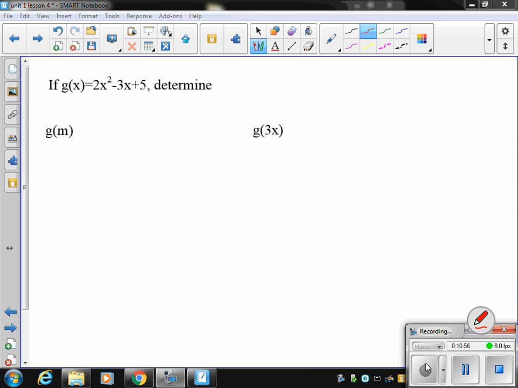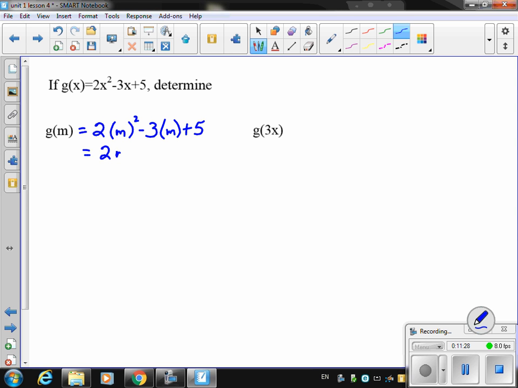Third example, I have a function. I've decided to call it g. And the domain of my function is using the letter x. So g of x is 2x squared minus 3x plus 5. The first example says find g of m. That merely says substitute x equals m in the function g. So I have 2, replacing my x with the letter m for some random reason, and that's what I have. If possible, I would tidy it up. This didn't change a whole lot, other than the letter is different.